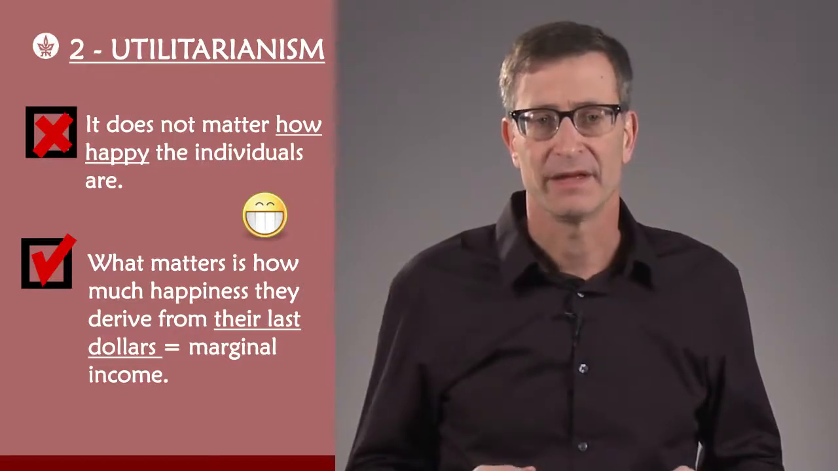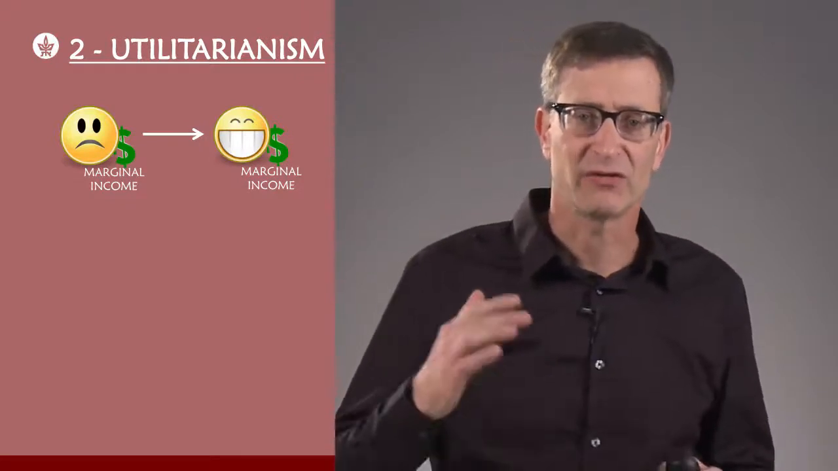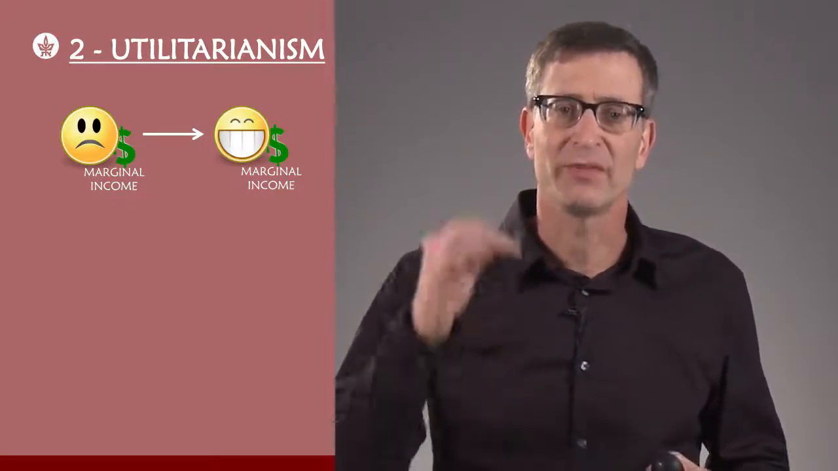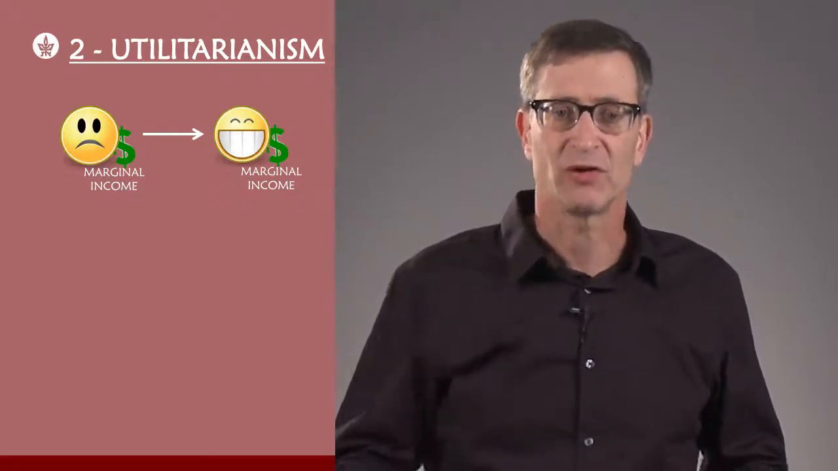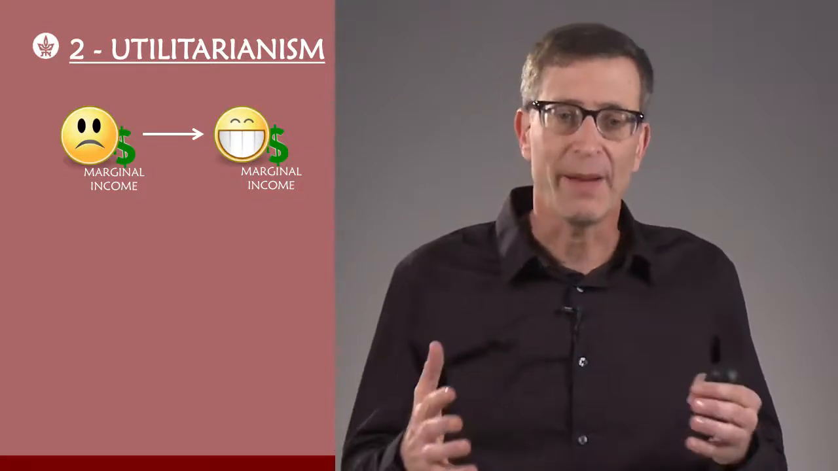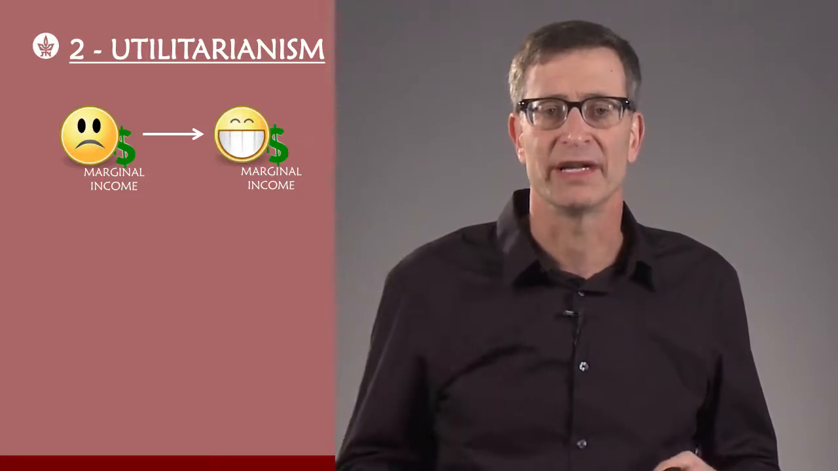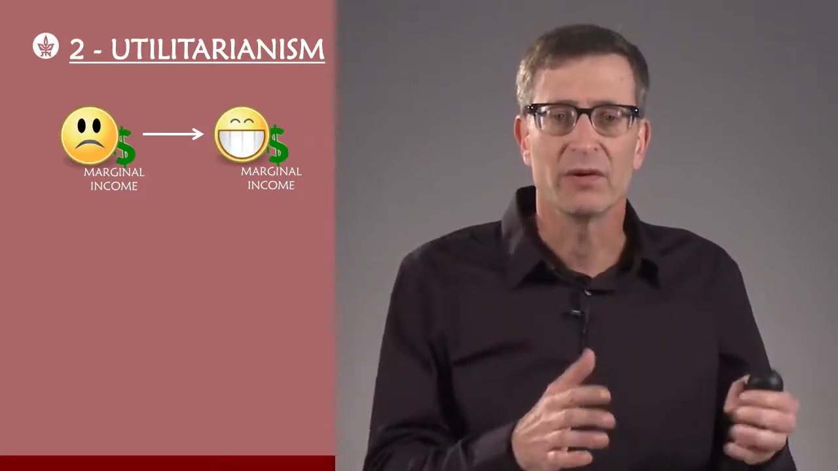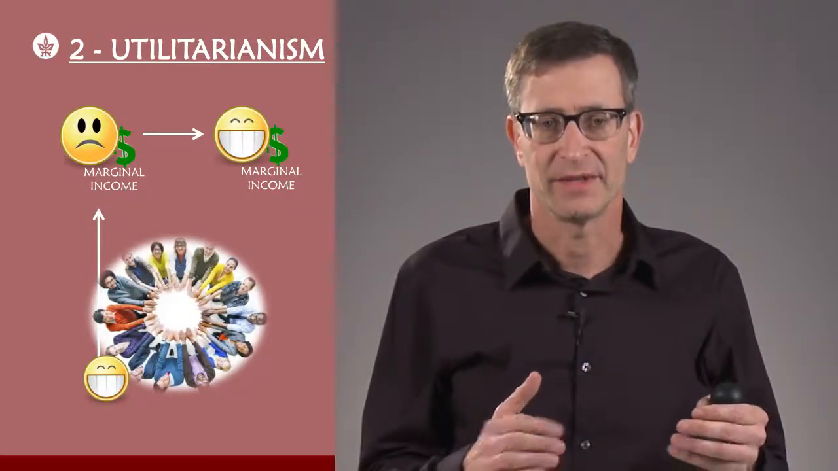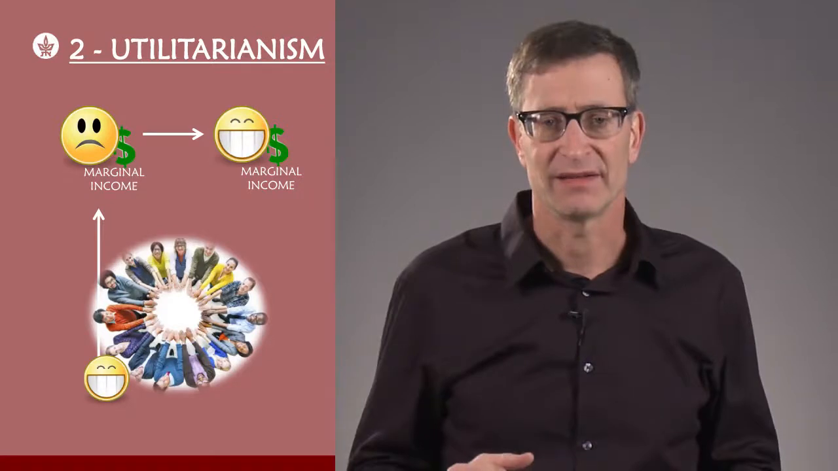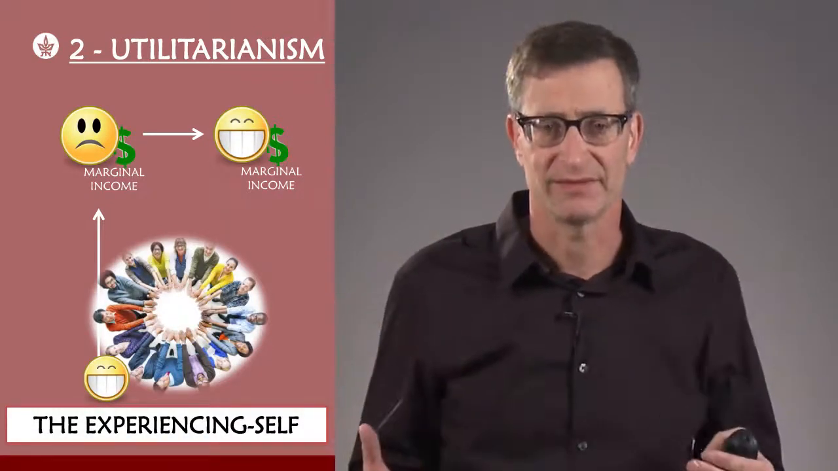It is possible that a relatively unhappy person that also generates relatively little happiness from his marginal income will be required to transfer income to a relatively happy person who happens to derive relatively more happiness from his marginal income, because doing so would increase the aggregate happiness in society. We talked about it in the previous class when discussing the notion of happiness related to the experiencing self.